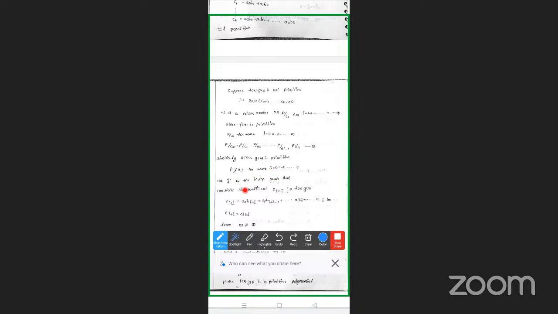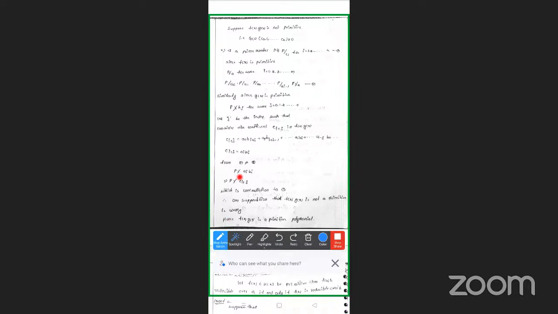So j is the index such that, consider the coefficient c(i+j) in f(x) into g(x). So the c(i+j) coefficient is a0 b(i+j) plus a1 b(i+j-1), and so on, plus a_i b_j, up to a(i+j) into b0.